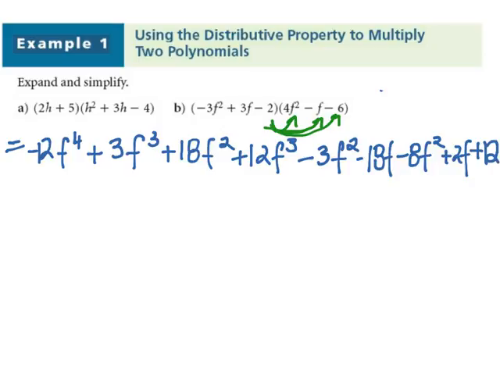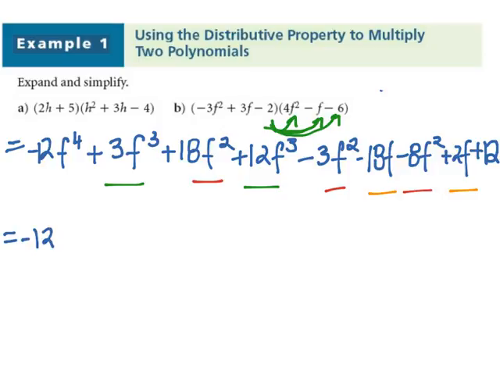So we've done expansion. Now we need to simplify. But first, let's see which terms are like, which terms are similar. So the 3f cubed and the 12f cubed are the same type of term, and as well as the f squares are the same type. We also have the f's as the same. So now what we're going to do is collect them. We're going to bring them together.